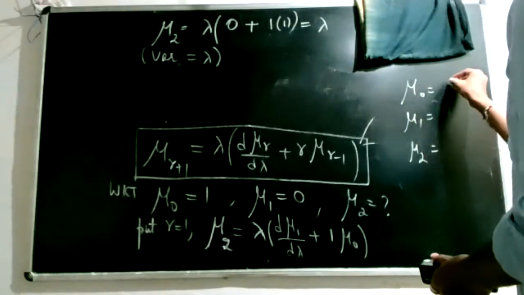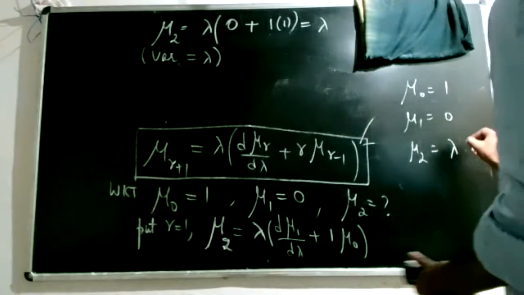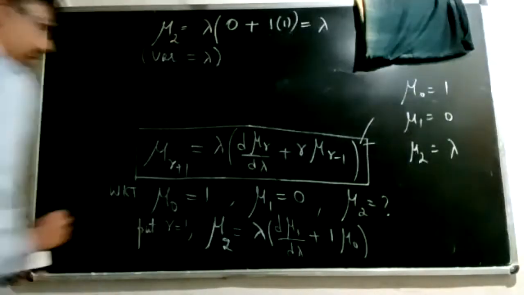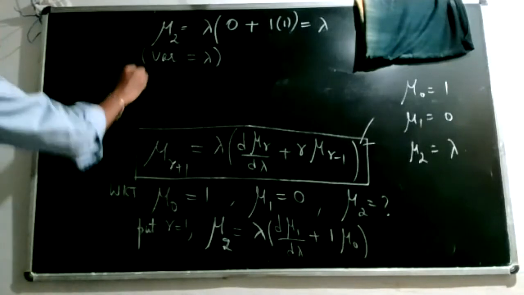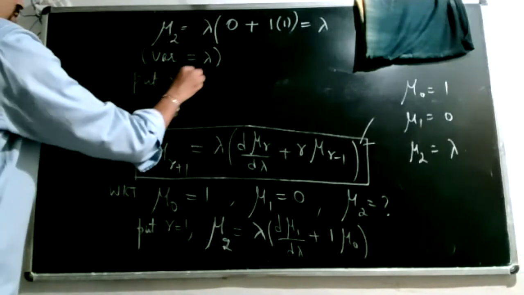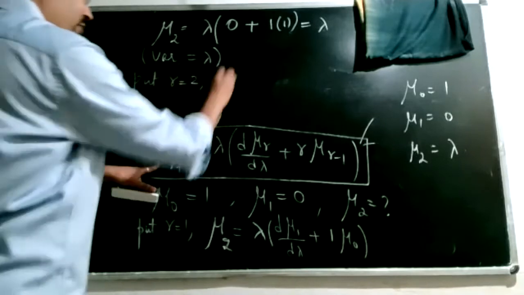Now I know what mu 0, mu 1 and mu 2 are. Using this, you can now obtain mu 3. If I want to obtain mu 3, I have to take r equal to 2. Put r equal to 2 in the relation, so I get mu 3.